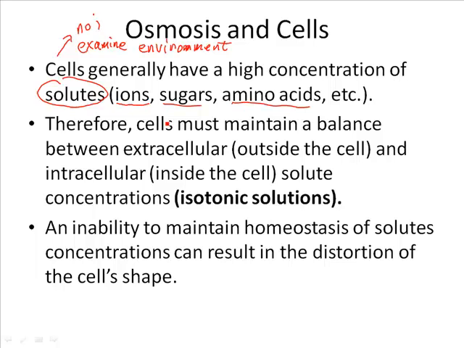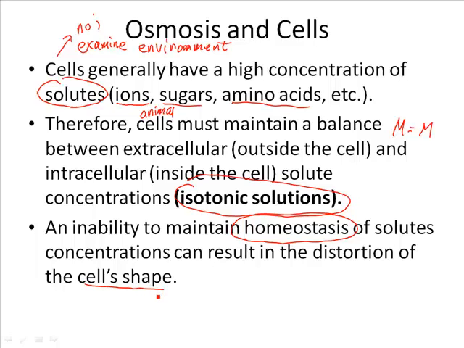Now, cells, specifically animal cells, are interested in maintaining balance between the extracellular and intracellular sides. Ultimately, we want the molarity of our extracellular side and the molarity of the cell to be equal, and we would consider those two solutions compared to one another isotonic. It's important for an animal cell to maintain water balance. If it loses the ability to maintain that balance, another word for balance being homeostasis, what results is a distortion of a cell's shape. Now let's look at examples.